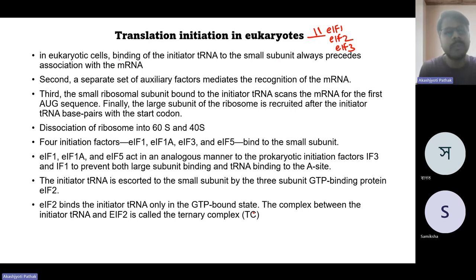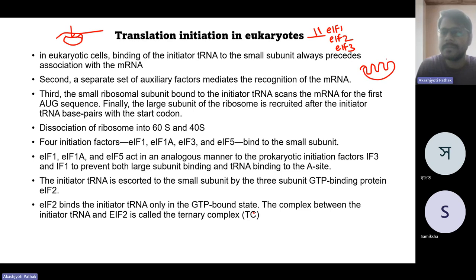But in prokaryotes, first the mRNA. You have the mRNA, and there is a ribosome binding site on the mRNA, and here the ribosome will bind. First, the ribosome will bind, and then the initiator tRNA is recruited in the case of prokaryotes. But in the case of eukaryotes, the ribosome will not go and directly bind to the mRNA.